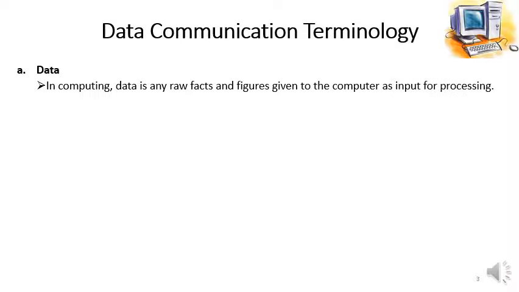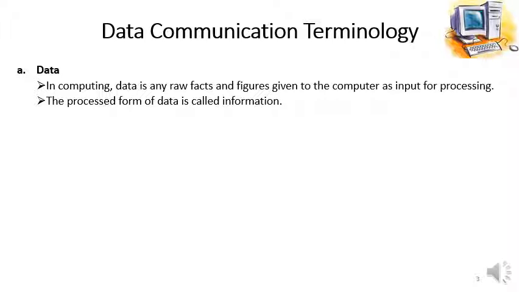Now we will discuss some of the data communication terminologies that we will be using throughout this unit, so you must know it. First term is data. In computing, data is any raw facts and figures given to the computer as input for processing. And another definition for data is that any unprocessed or meaningless facts and figures are called data, because they are not processed and they have got no meanings, so they are called data.